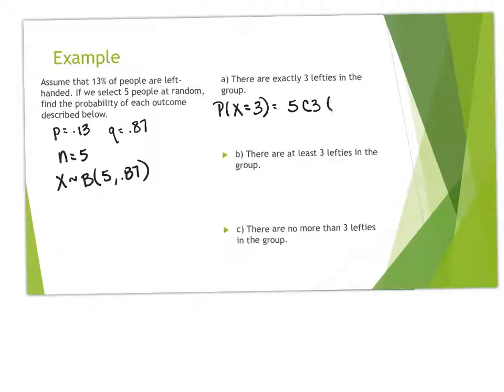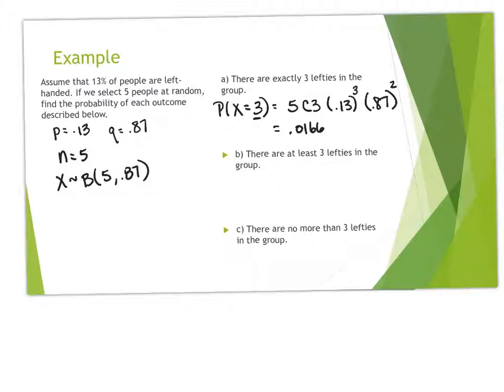Probability of success is 0.13. And how many successes do I want? I want 3 successes, so it's 0.13 raised to the third times the probability of failure, 0.87. And how many am I going to be left with once I take that away from the total number? So I have 3 successes, which means I'm left with 2 failures from the 5. And this is the actual formula. If we calculate that, we're going to get 0.0166. It's the probability of getting exactly 3 lefties in the group out of 5 people.